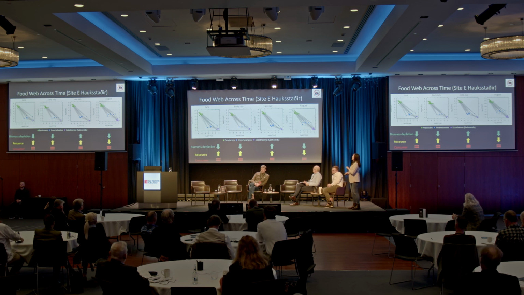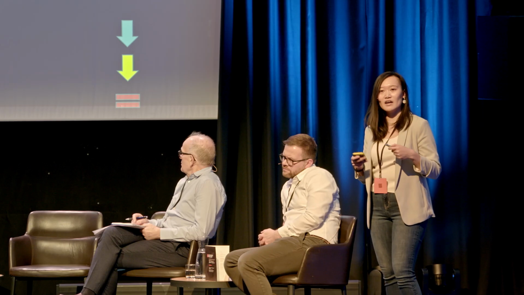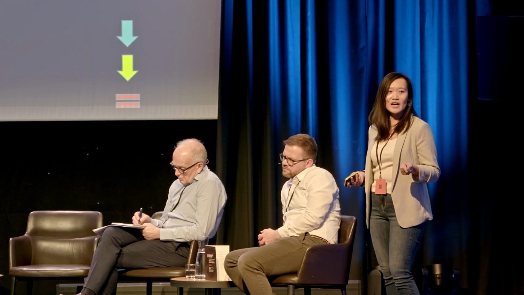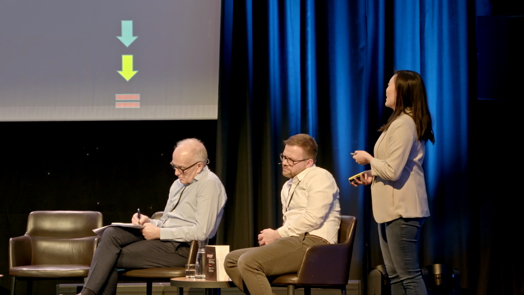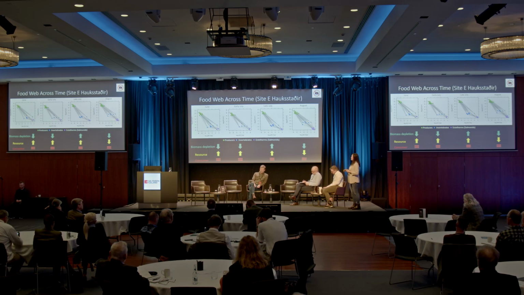Looking at the upstream site here in Högstäder, we see that over time, we have fluctuations in biomass depletion. And interestingly, resources increase as we go further in the early summer, but then decrease in August, which is the exact opposite of what we saw in the downstream site. And interestingly here also, the amount of consumers stays relatively the same.